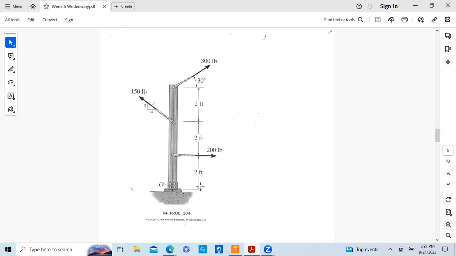And what we want to do, we want to simplify this to a single force and a moment, and we want to do this about point O down here. This is a support, probably a plate system, plate on each side, you can assume, and these would be bolts through here.